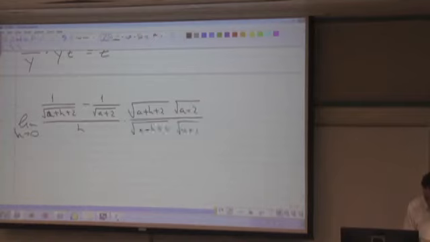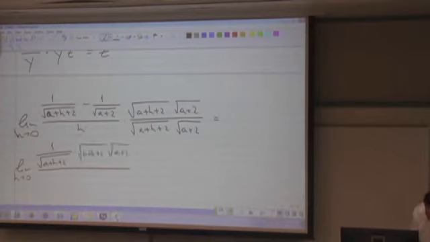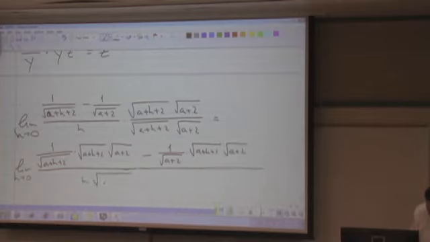Okay. So what do we get when we multiply them out? The square root of a plus 2 minus the square root of a plus h plus 2, over the square root of a plus h plus 2 times the square root of a plus 2, all divided by h times the square root of a plus h plus 2 times the square root of a plus 2.